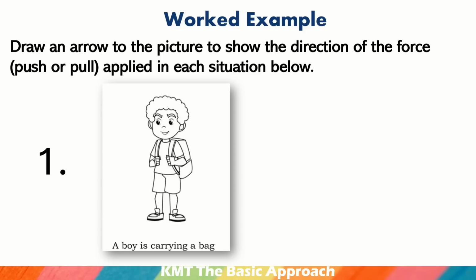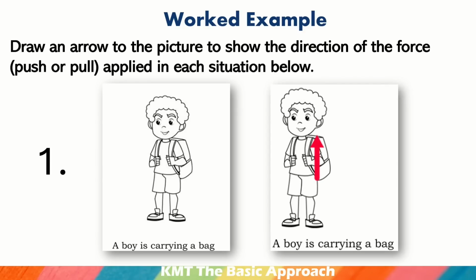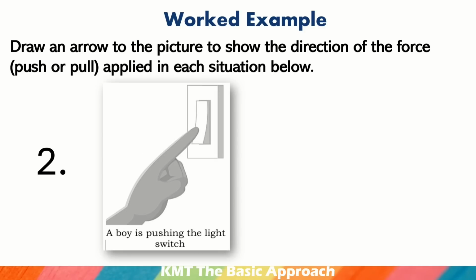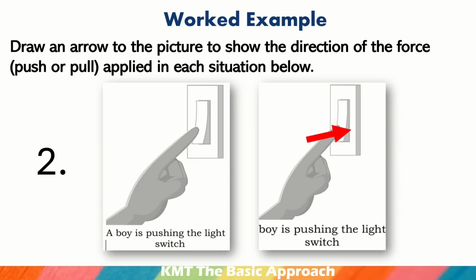Number 1. A boy is carrying a bag. Where must we place the arrow? Very good. We will place the arrow directing upward. Number 2. A boy is pushing the light switch. Where must we place the arrow? Correct. We must place the arrow directing right or forward.